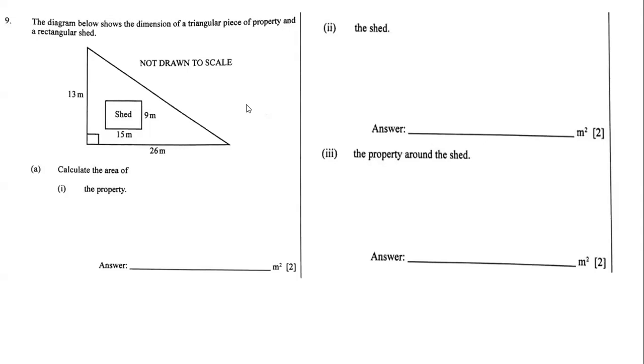Travis, want to read for us? You could read it. Go ahead. You already have your mic open. The diagram below shows the dimension of a triangular piece of property and a rectangular shed.